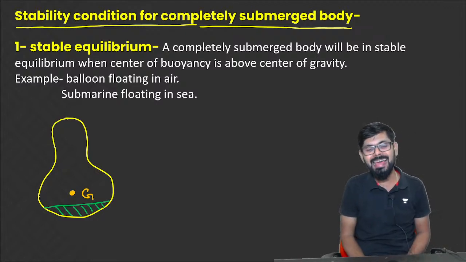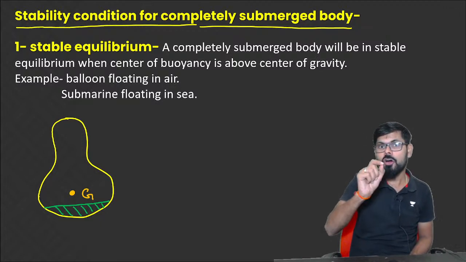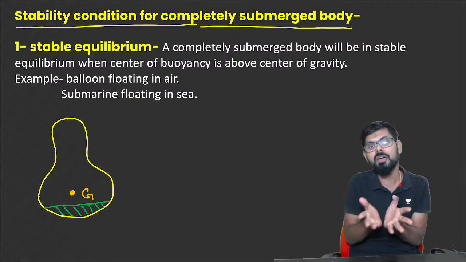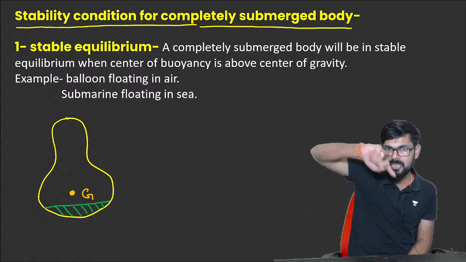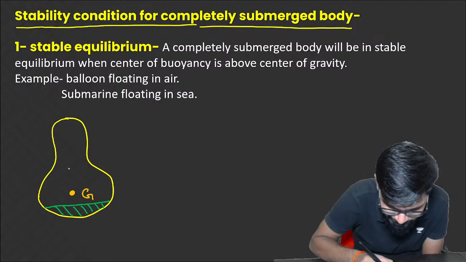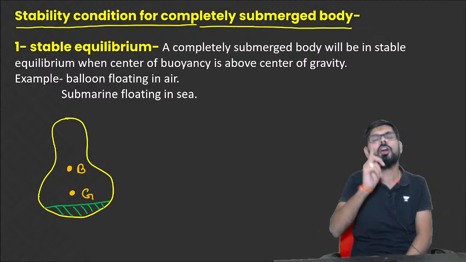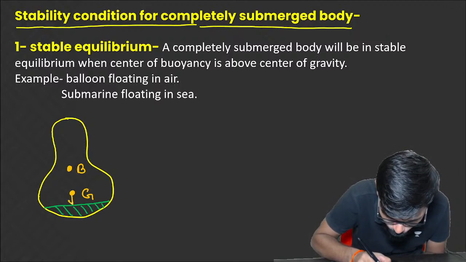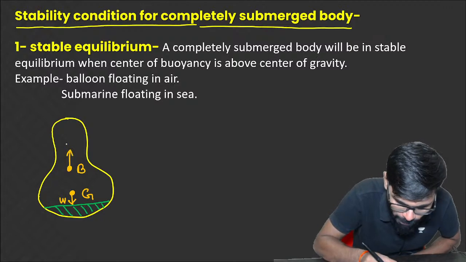And where will this buoyancy act? Buoyancy will act at the center of gravity of the displaced fluid. The displaced fluid is the complete volume, so if you see the center of gravity of whatever fluid is displaced, that will come somewhere here. So this is basically point B. What is point B? B is the center of buoyancy. Now at point G, weight W is acting downward. At point B, buoyancy is acting upward.